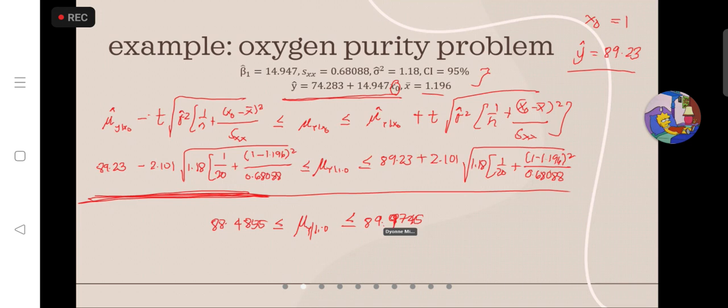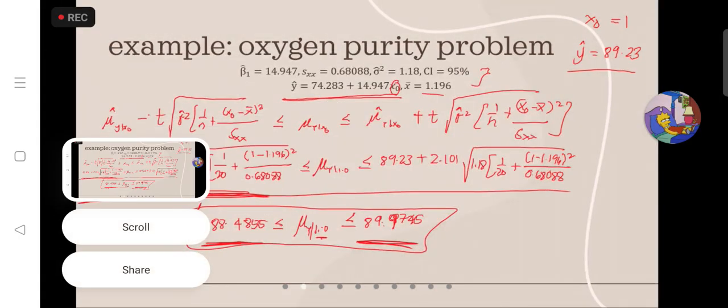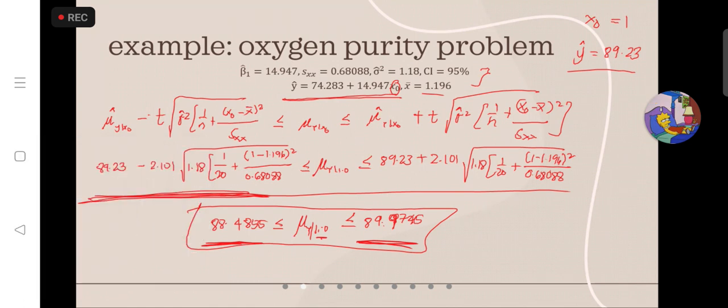So this is now our confidence interval for the response. Meaning, if our x is 1, our mean response falls between 88.4855 and 89.9745. Any questions? No questions? Alright.